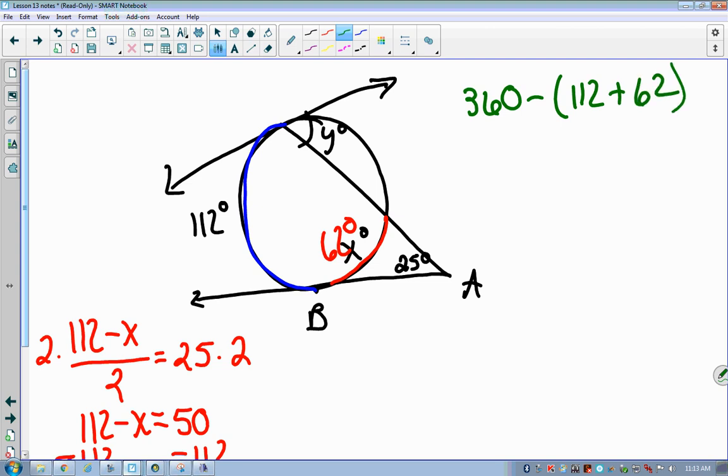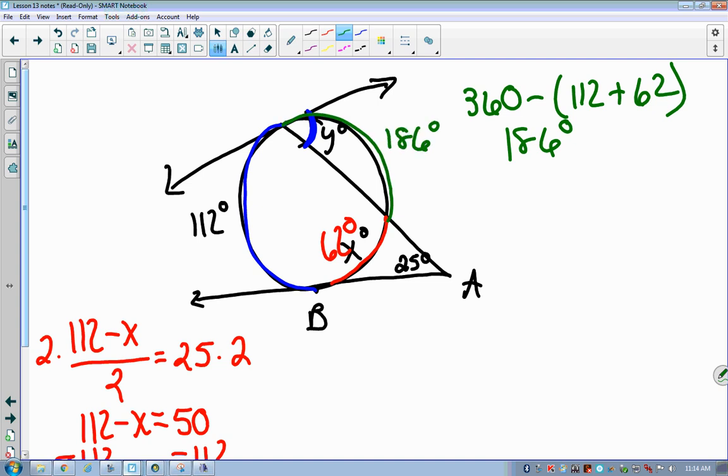Make sure that if you're going to do that, you do it like this, because if you don't use parentheses, you'll end up adding 62 back on. You need to subtract the sum of 112 and 62. y is this angle. So what is 360 minus (112 plus 62)? 182? 186 probably. 186 degrees is from here to here.